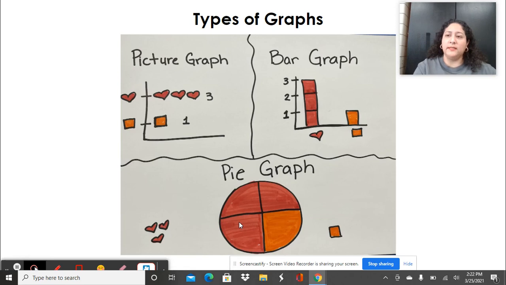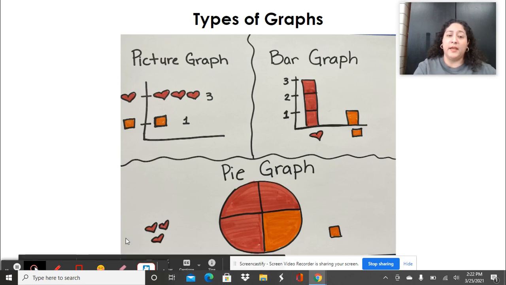And usually how it is, here I have my information or my data that I'm going to use. So here I have hearts and squares again. So let me count them. I have 1, 2, 3, 3 hearts and 1 square. But if I count it all together, it's 1, 2, 3, and 4, right? I have 4 different things.